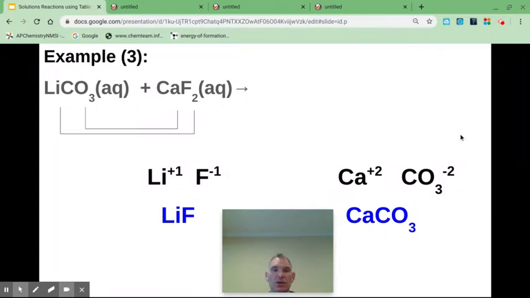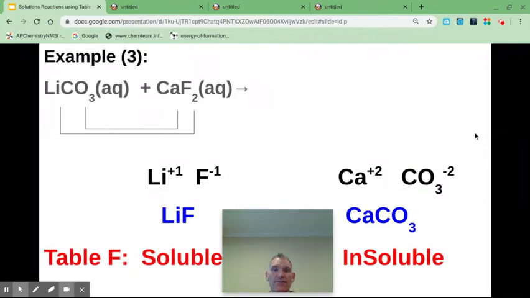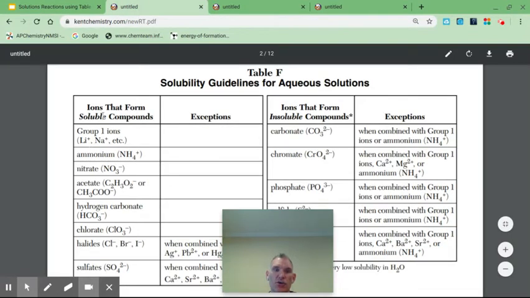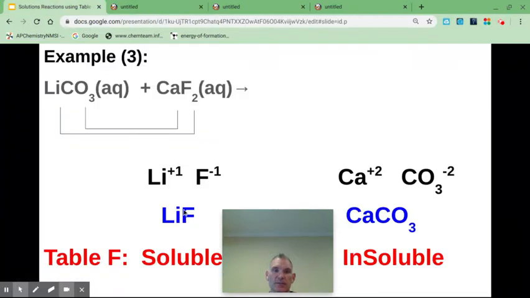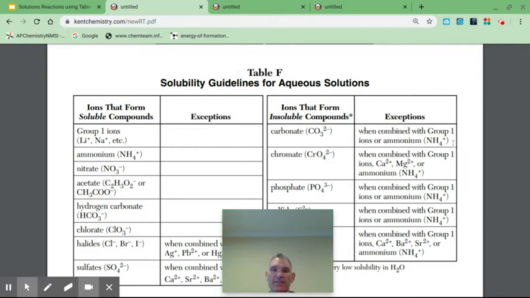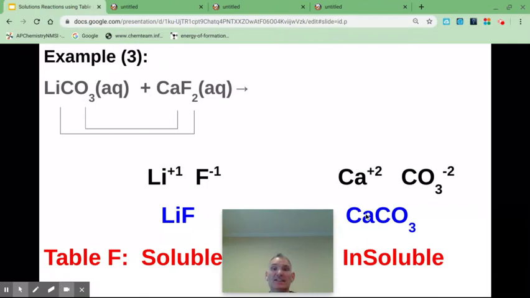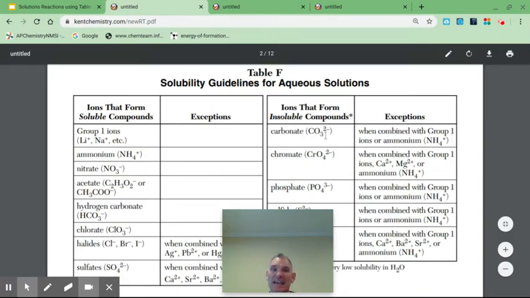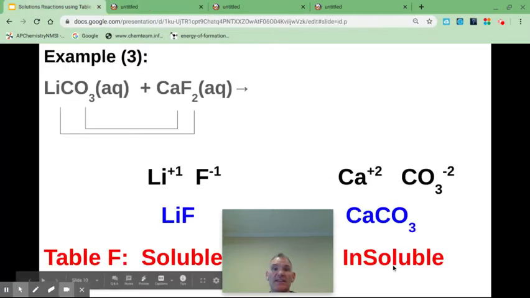Table F is going to tell us LiF and CaCO3's solubility. First, LiF. Notice Li is right there. There are no exceptions, so I know that's going to be soluble. And then I need Ca and CO3. CO3 tells me things are insoluble except with group 1 or ammonium. Well, the problem says it's calcium, but calcium is in group 2. So, being that it's in group 2, the calcium carbonate is going to be insoluble.